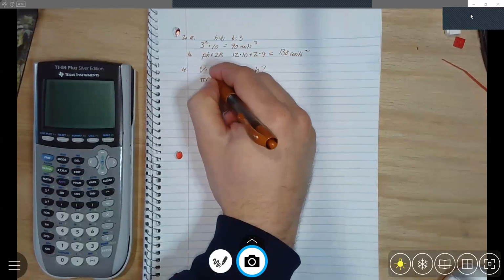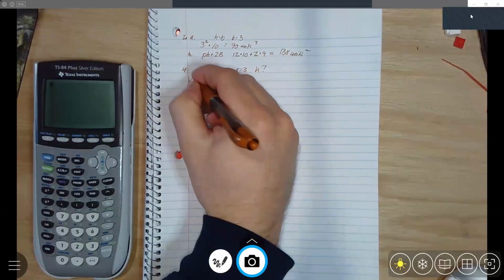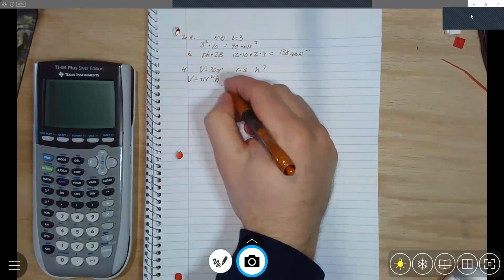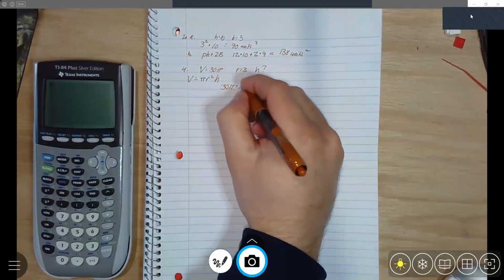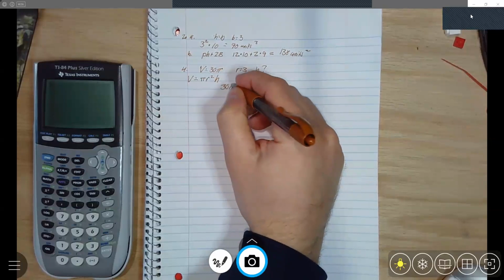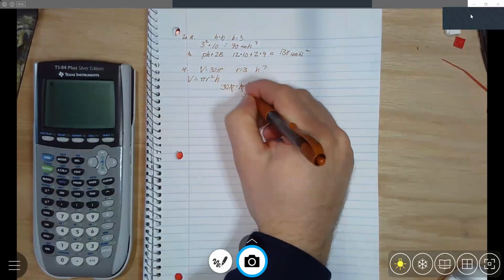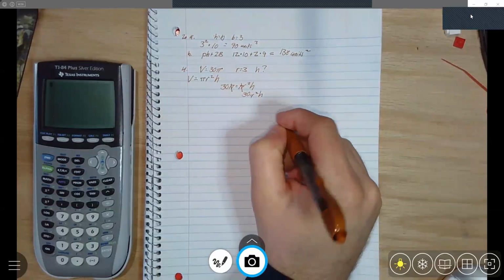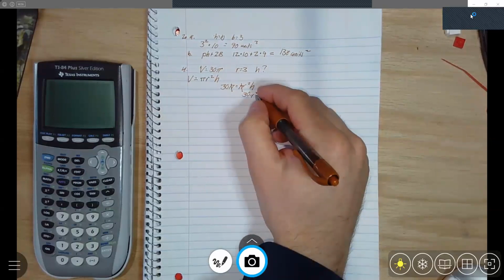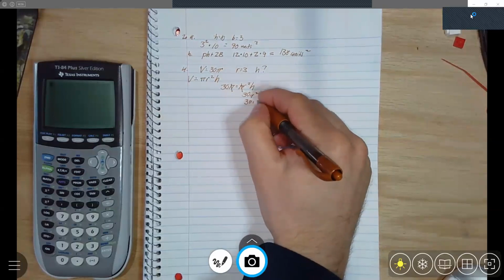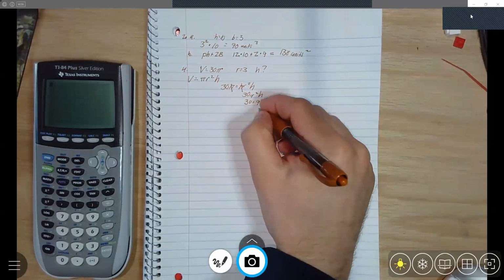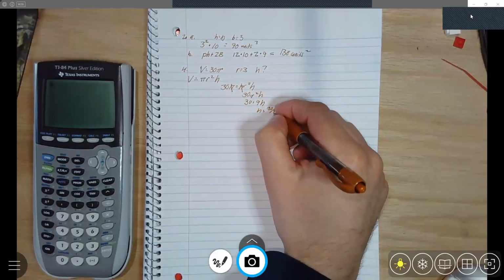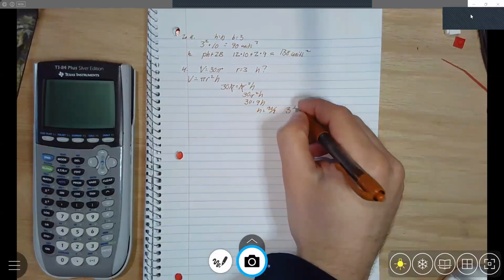So it's a cylinder. So we know the formula is pi r squared h. So if 30 pi is equal to pi r squared h, the pi's will cancel. So 30 equals r squared h. R is 3, so 30 equals 9h. So h is 30 over 9, which is 3 1/3.